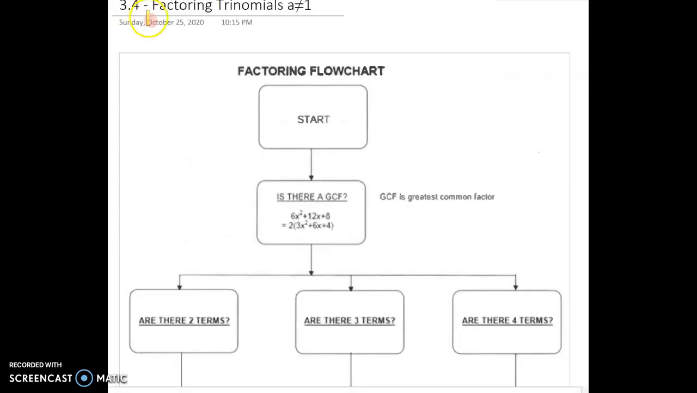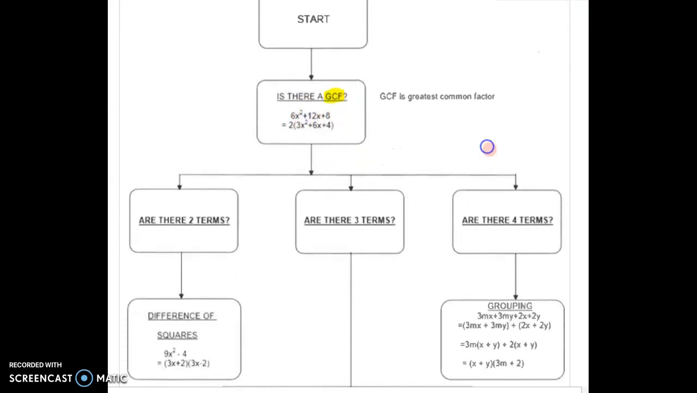Hello class, today we're going to talk about 3.4 factoring trinomials, where the a value is not equal to 1. So we're going to start off with the factoring flowchart again, and just refreshing our memory that we always start looking for the greatest common factor first, and we'll pull that out of your expression. Then you look at your expressions, ask yourself, is there 2 terms in it, 3 terms, or 4 terms? If there are 4 terms, you do factor by grouping.